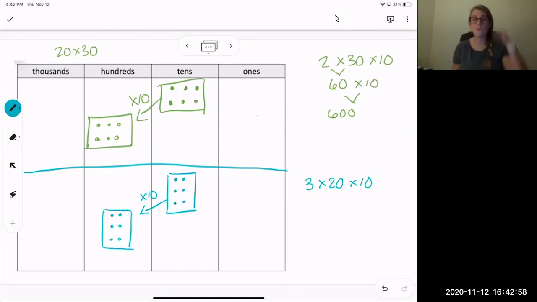Okay, so no matter which way you decide to represent it, it's going to be the same answer. So when you're working on your independent work, there are multiple different ways that you can represent these problems in your place value chart. Okay, so this one would be 60. We end up with the same answer of 600.